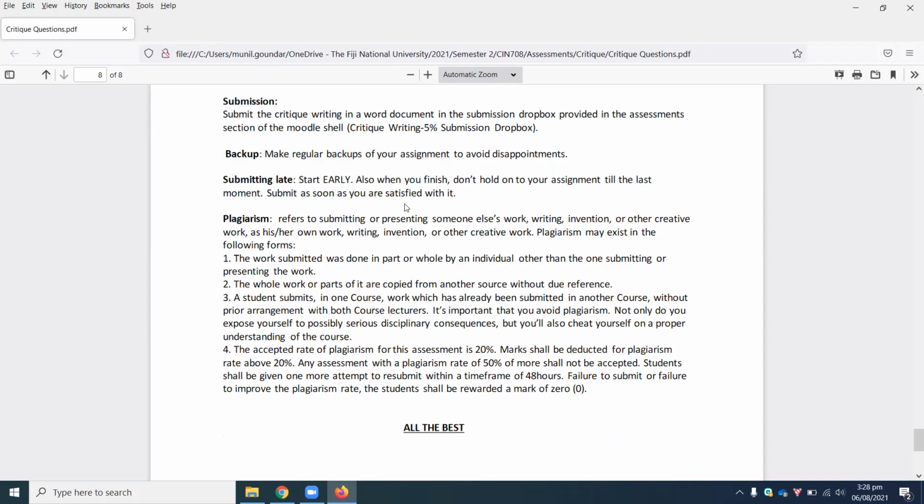Plagiarism may exist in the following terms. 1. The work submitted was done in part or whole by an individual other than the one submitting or presenting the work. That means you are submitting somebody else's work. 2. The whole work or parts of it are copied from another source without due reference. What it means is you have copied that particular work from the web and you have not given any form of referencing to it. Now that brings me to copy and pasting.